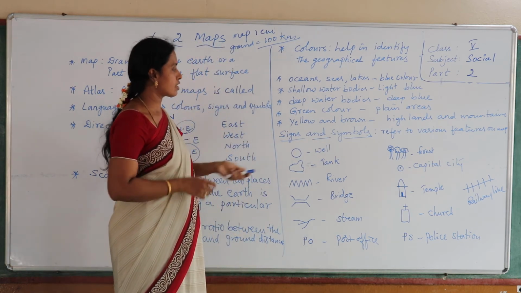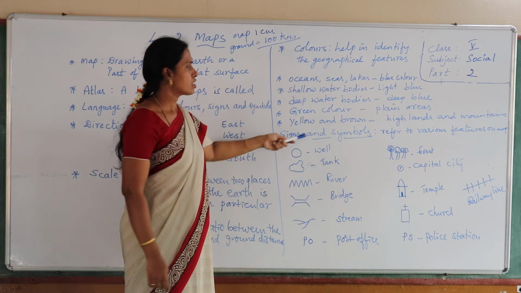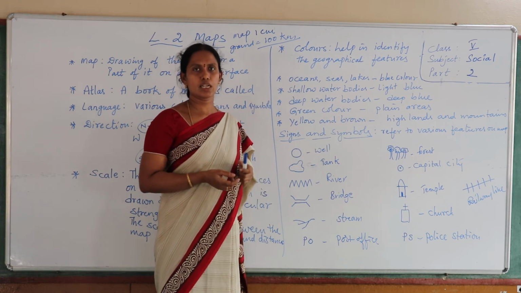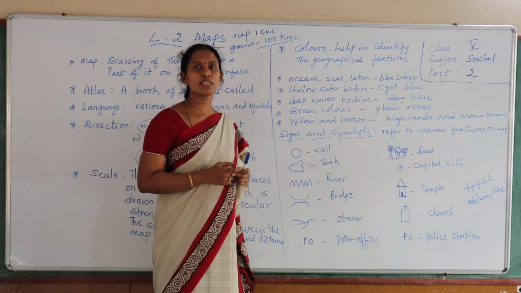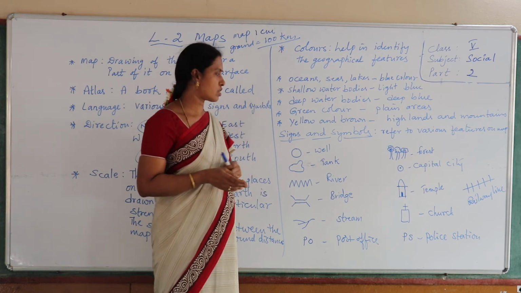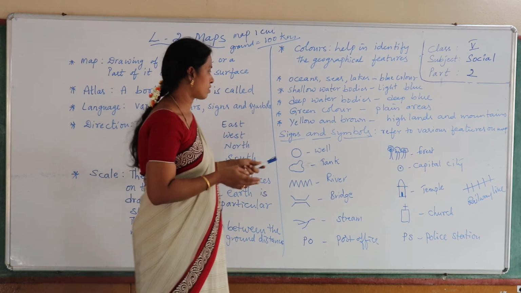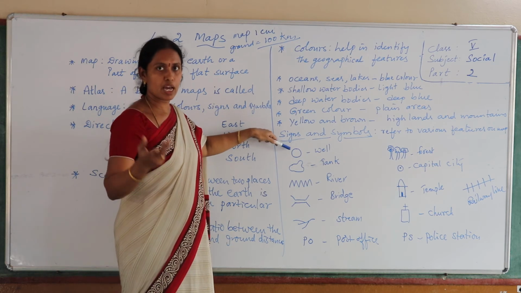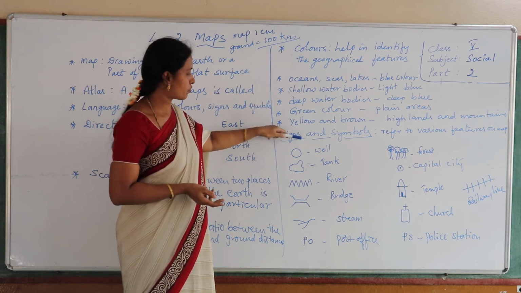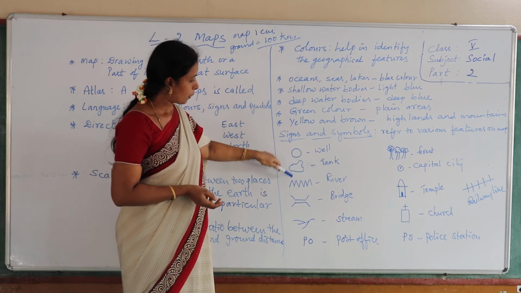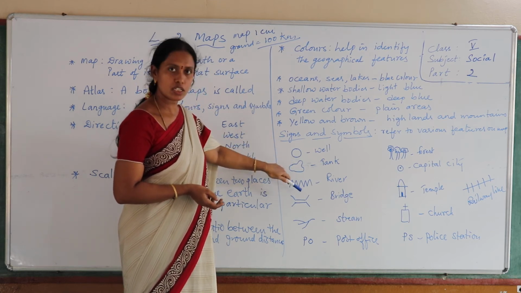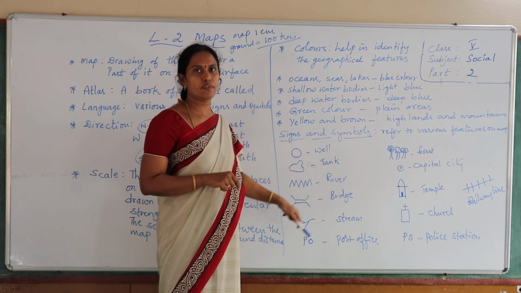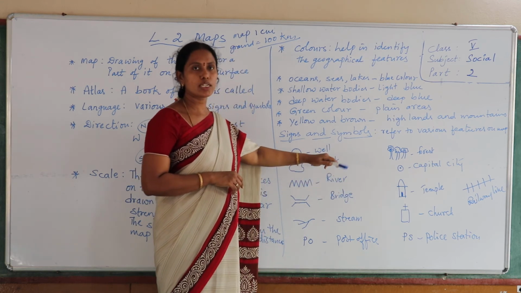Okay, next coming to the signs and symbols. On a map we cannot denote the places particularly. So map makers prepared some symbols. These symbols are called conventional symbols. We use these symbols to locate the places. See here, this symbol indicates the well. If the symbol is there in the map, we have to identify the well of the place. And this is for tank. This is for river. This is for bridge. See all of you and observe these symbols. This is for stream. And signs are also there. PO means post office. Like that, PS means police station.